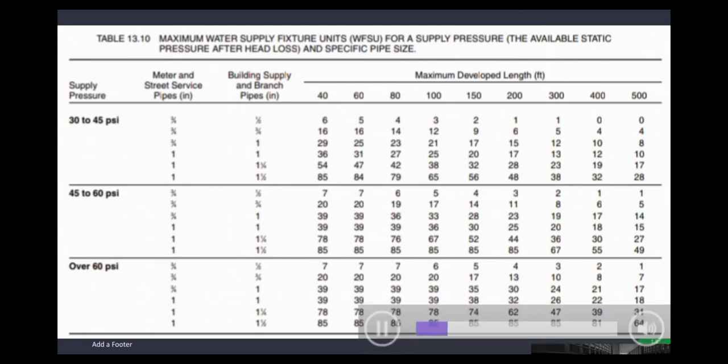Ito naman yung table 13.10 na tinutukoy dun sa step 5, kung saan dito titignan yung sizing ng pipe at saka yung length.